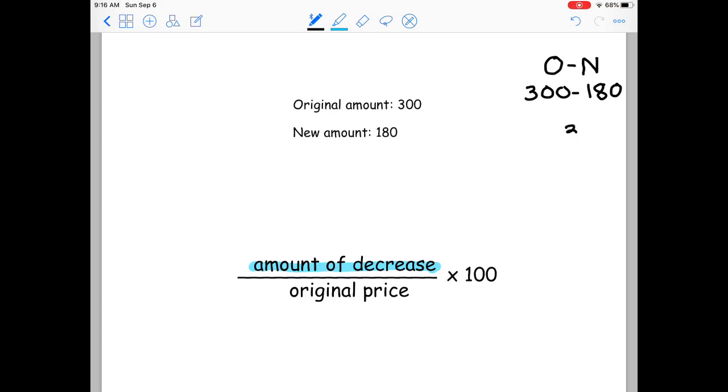So let's go ahead and subtract this here. I'm going to write it vertically to make it easier. So 0 minus 0 is 0. I can't subtract 8 from 0, so I need to borrow from this 3. This becomes 2. This 0 becomes 10. 10 minus 8 is 2. 2 minus 1 is 1. So I get a remainder of 120. So my amount of decrease is equal to 120. I'm going to put that in blue so I know that's my amount of decrease.